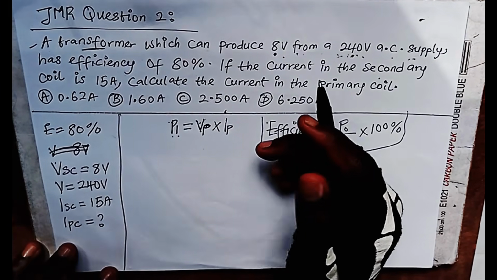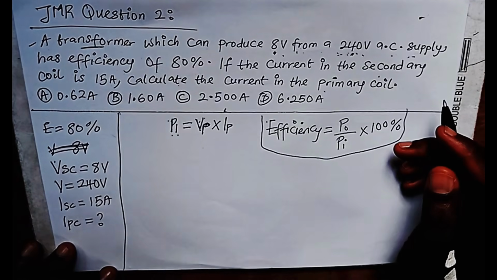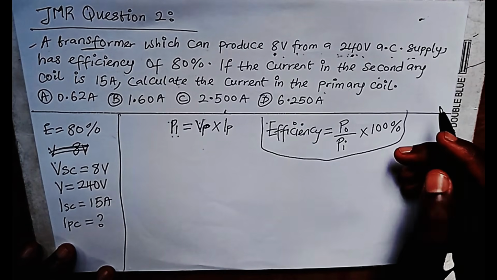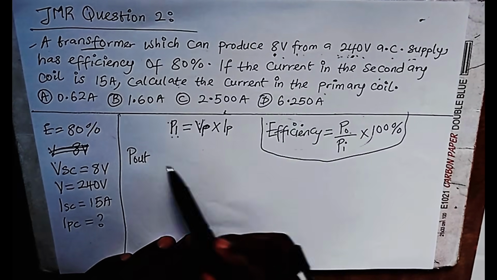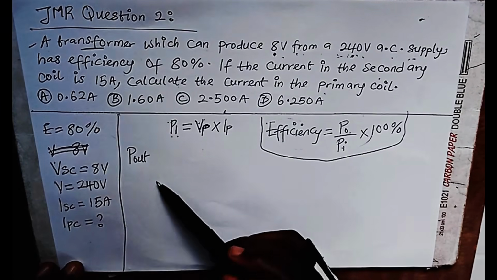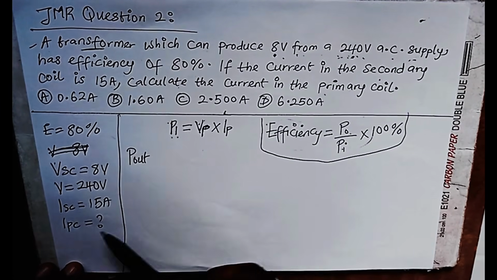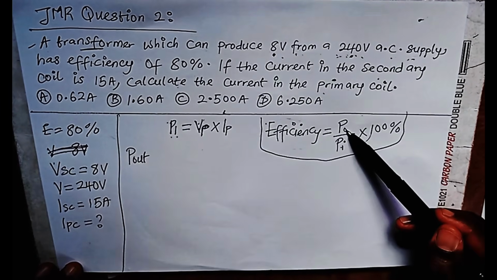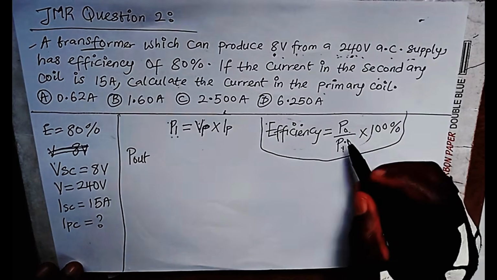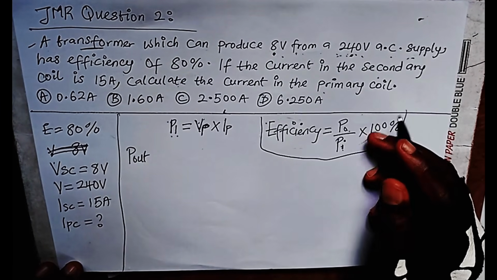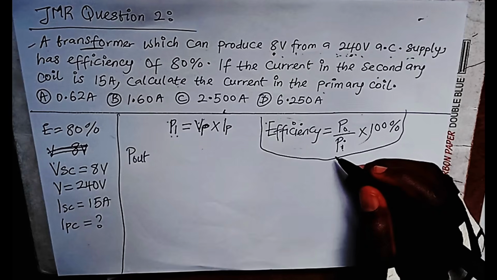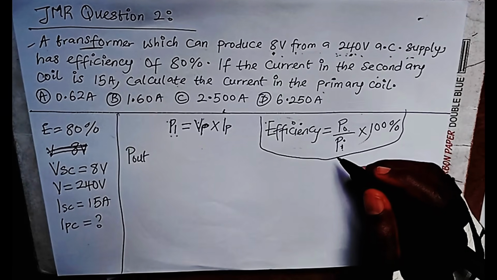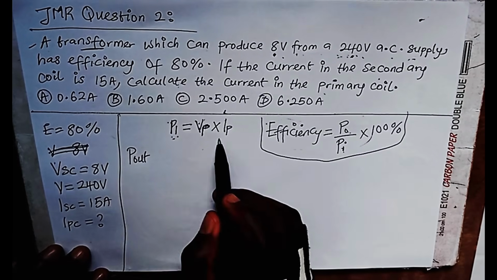We are looking for the current in the primary coil. We also have to know the volts of the primary coil. Because we want to use this efficiency formula, we have to find the power out. Power in is what they want us to solve. Power in, no; power out, no; efficiency, given. So we are looking for the power in, and we want to use this efficiency to find the power in, because we want to apply this formula.